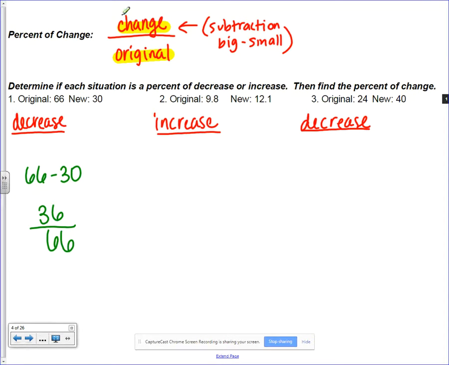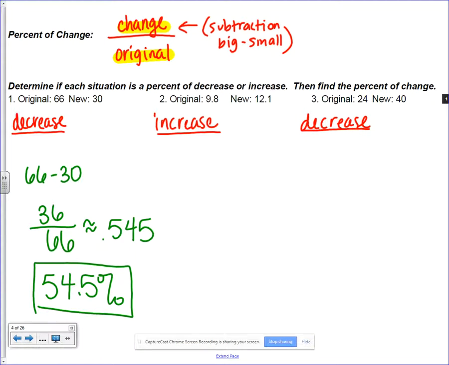That is approximately that. That is not a percentage. You need to multiply by 100 or move the decimal place 2 spots, and you will get this as your percent of decrease. So that means it went down 54.5%. Number 2, same idea.